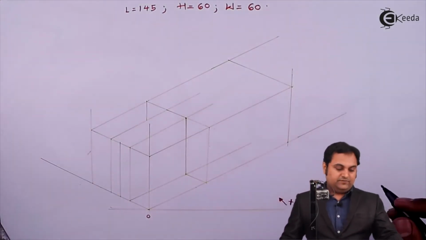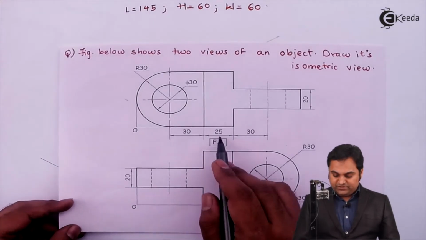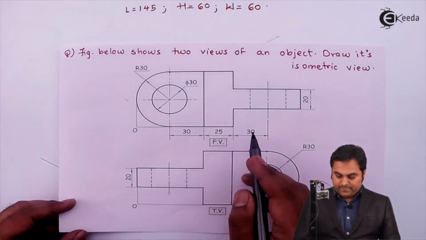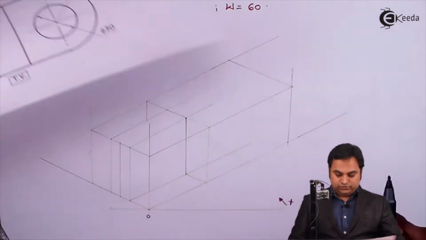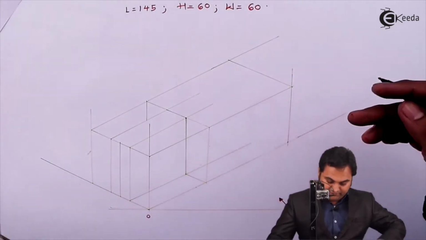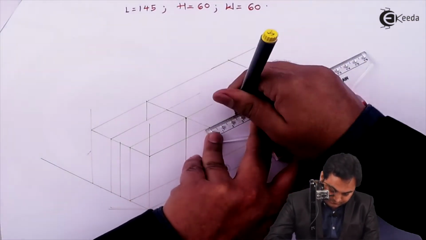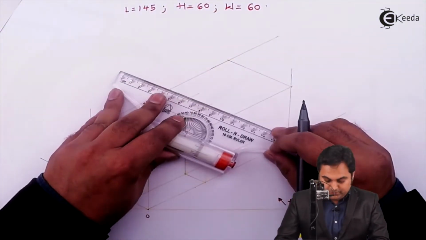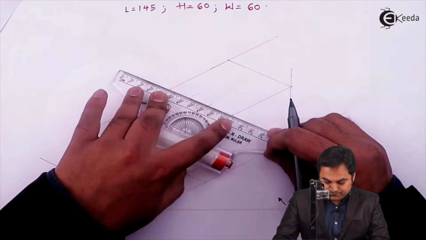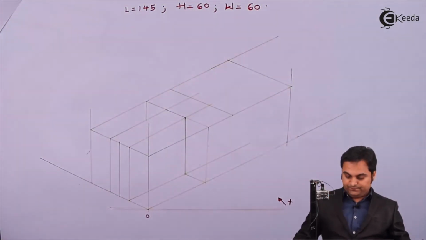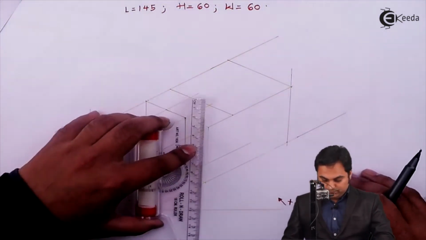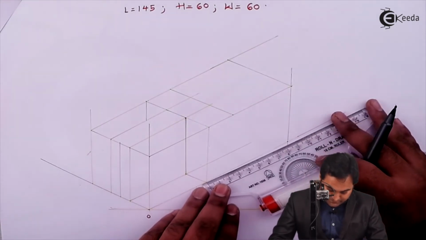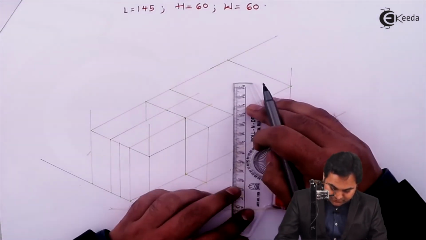Next, after that, this surface is having a length of 25 mm as it can be seen here. So I take the length of 25, even from the other side, joining both these points, then projecting it down, measuring 25 mm.